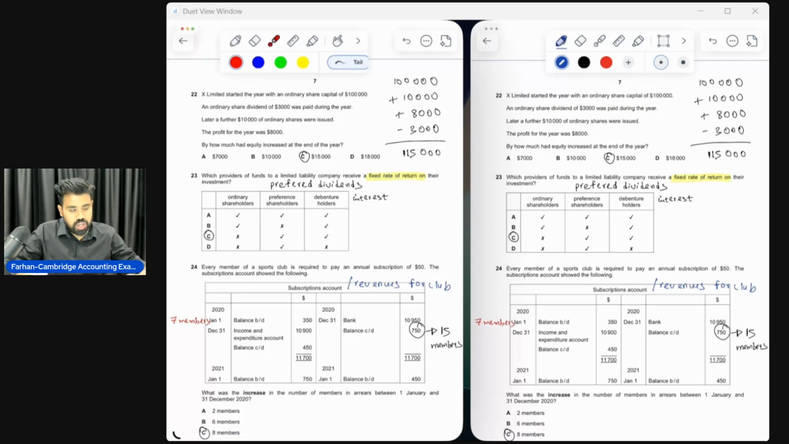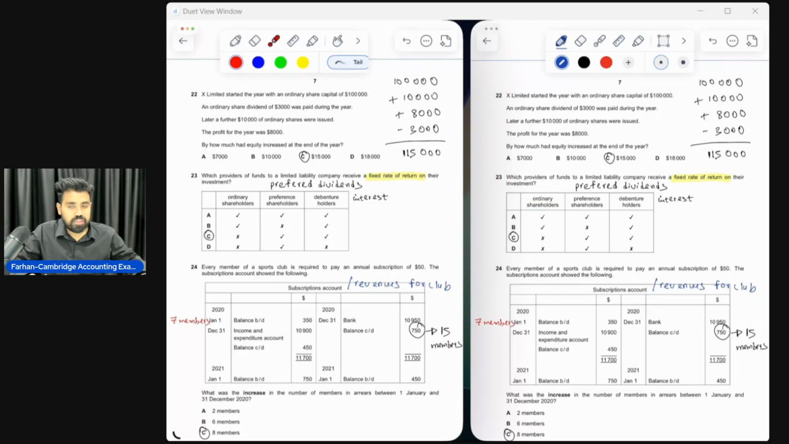Now, ordinary shareholders could be anyone from the general public, okay? And the dividends that we pay out to these ordinary shareholders are never fixed. It is dependent on the company's performance, all right? What about the preference shareholders?